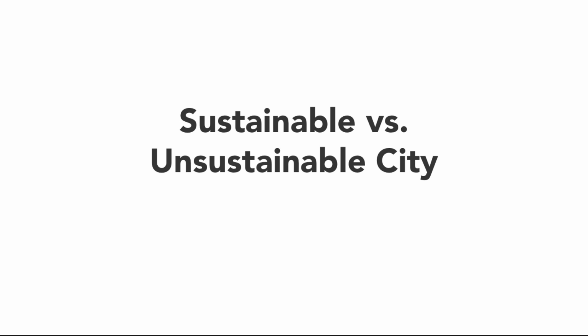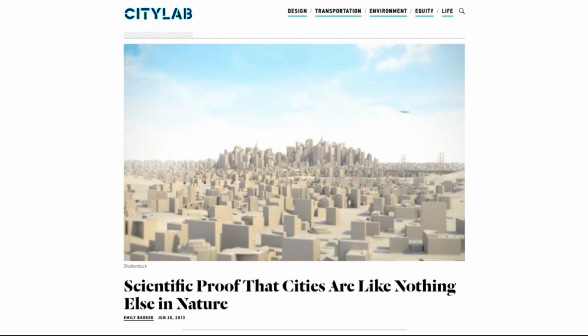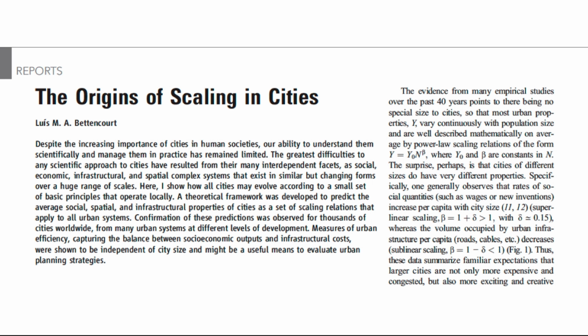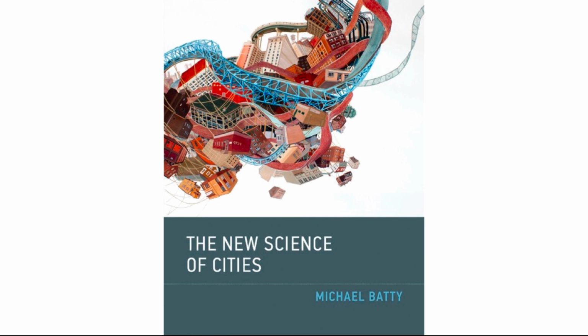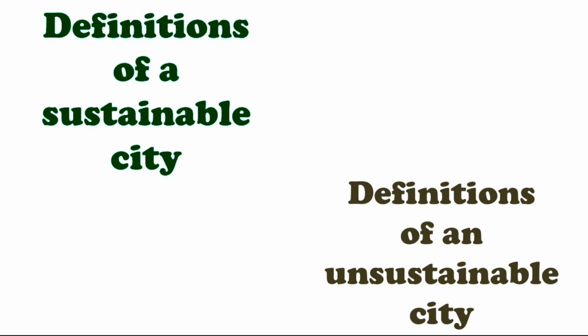In the second video, you'll compare and contrast factors that create a sustainable versus unsustainable city by looking at CityLab's article on the scientific proof that cities are like nothing else in nature. That brings in findings from Luis Bettencourt's article in Science on the origins of scaling in cities, and sheds some light on Michael Batty's book on the new science of cities. And you'll find some definitions by a variety of authors on sustainable city and unsustainable city.